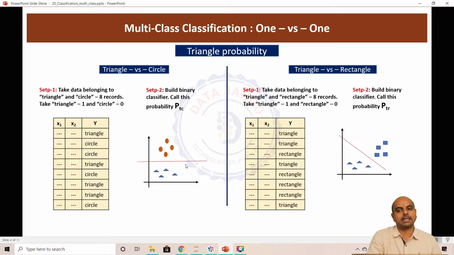And we built a binary classifier. Again, triangle versus rectangle, we eliminated circle records. We have got 8 records only. So the dataset size reduced and the algorithm will be able to handle less data. So we built a binary classifier.